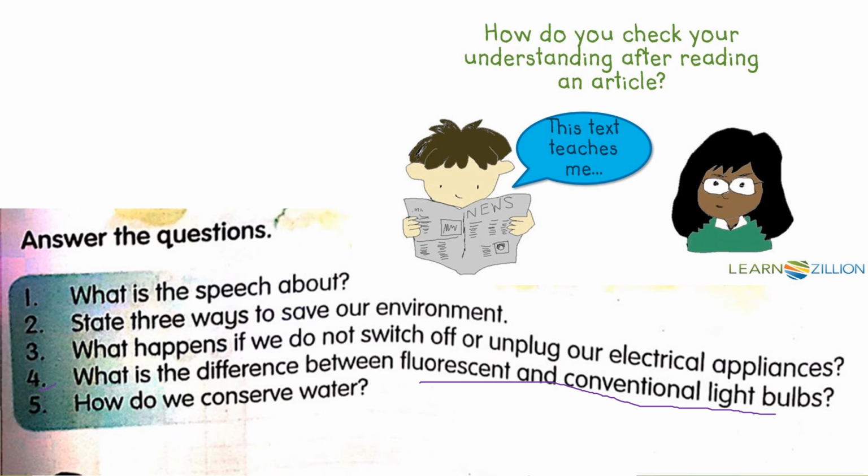So, the difference, perbezaan antara the difference between fluorescent and conventional light bulbs. Apa? Do you remember? The fluorescent light bulbs are more energy efficient. Number 5, how do we conserve water? How do we conserve water? We can conserve water by collecting rainwater. Okay, that's it. Fairly easy.